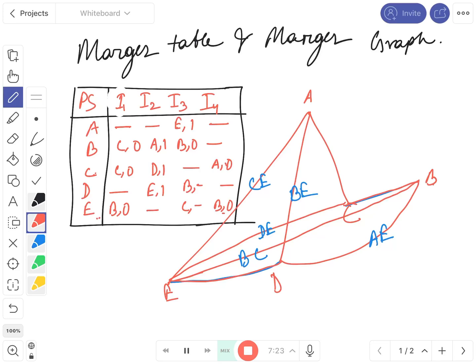CD, okay, I made one mistake, I think. For CD the implied state is DE, and for CE the implied state is AB.